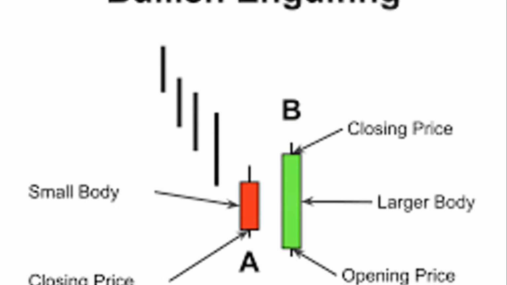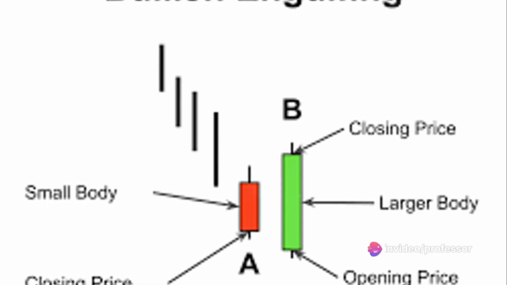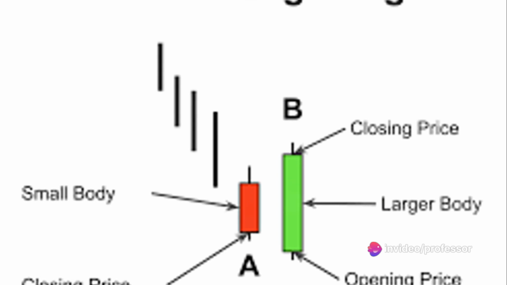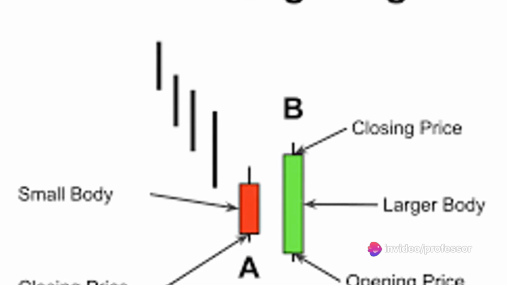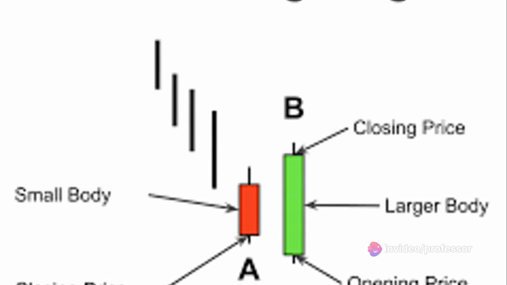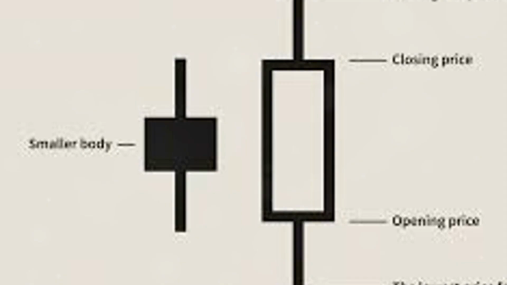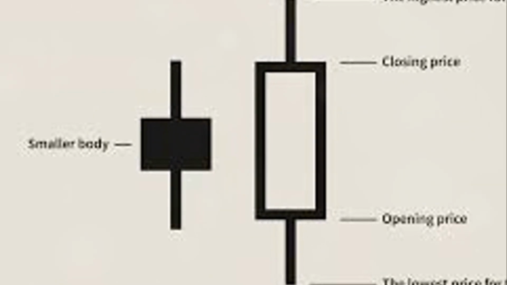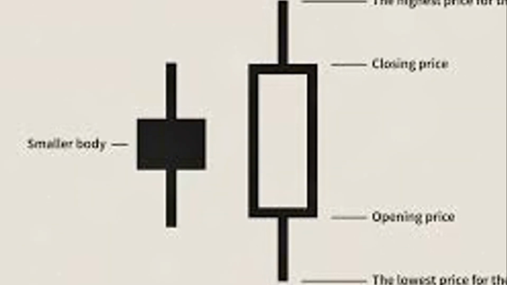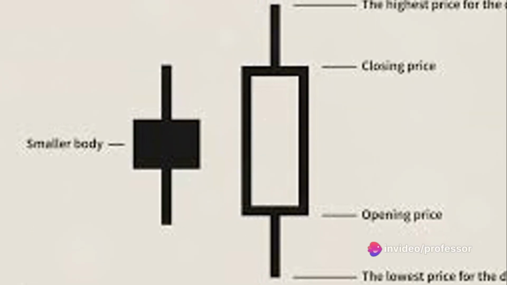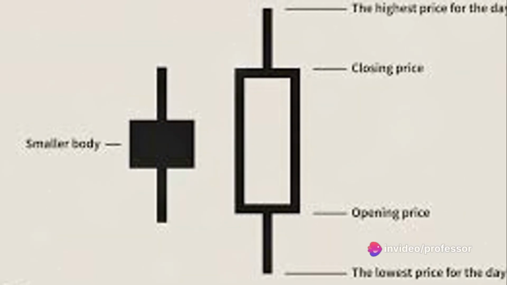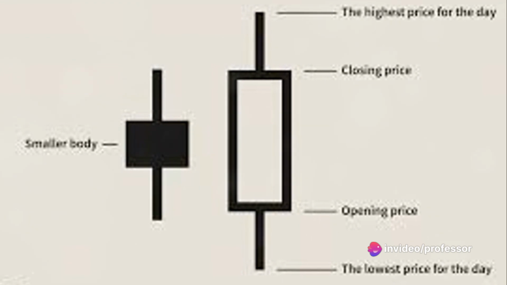The bullish engulfing pattern emerges at the end of a downtrend. Picture a day when the bears or sellers have been in control, pushing prices down. This is represented by a small red candlestick. But then, the next day, the bulls step in. They start buying, pushing prices up and forming a larger green candlestick that completely engulfs the previous day's red candlestick. That's your bullish engulfing pattern.